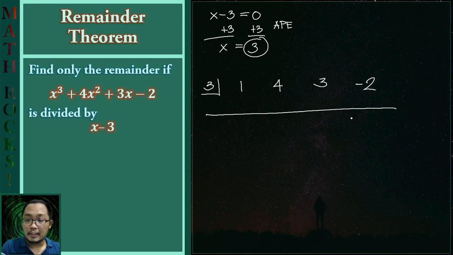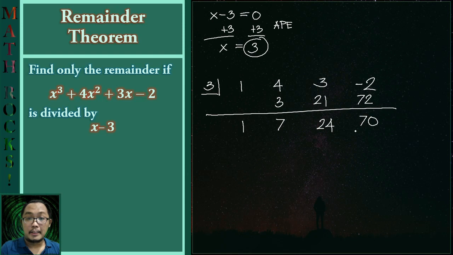Now, let us start with the synthetic division, bringing this all the way down here, and we multiply 1 with 3, which is positive 3. Adding these two numbers together, we have a positive 7. Then again, we multiply these numbers, and we have a product of 21. And 21 plus 3 is 24, and multiplying this gives us 72. And adding these numbers together, we have 70. So this will be the remainder once we divide such polynomial by x minus 3.